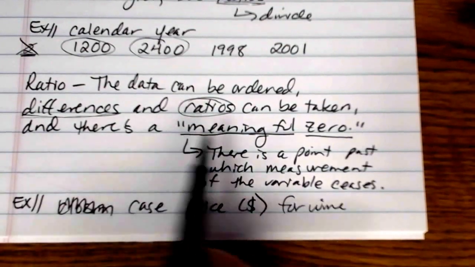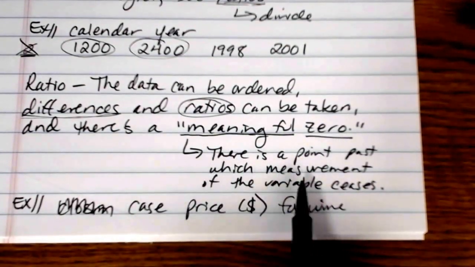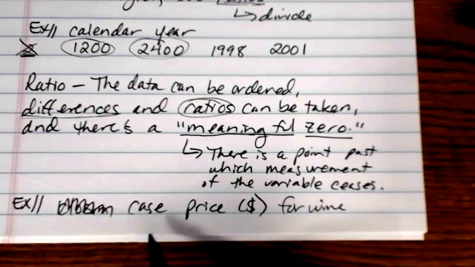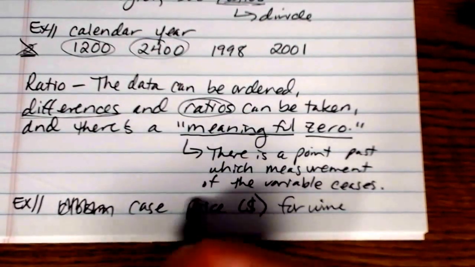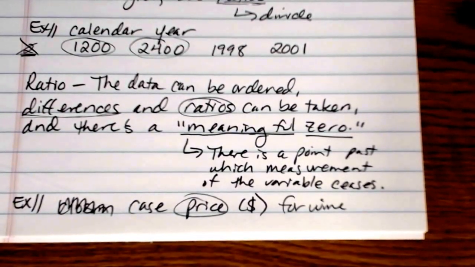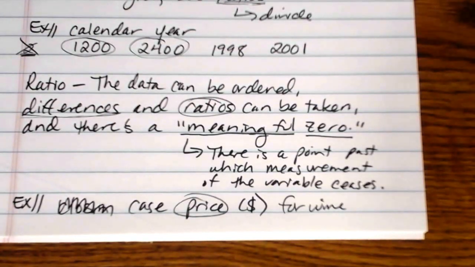And there's a meaningful zero. There is a point past which we don't measure case price, right? Chances are we don't have any cases in our warehouse that we're willing to pay people to take away. We don't have any cases with a negative price. So the lowest possible reasonable price for a case of wine would be 0. Okay, we wouldn't go into the negatives. And actually, we probably wouldn't even hit 0. We'd probably only have prices that were above 0.